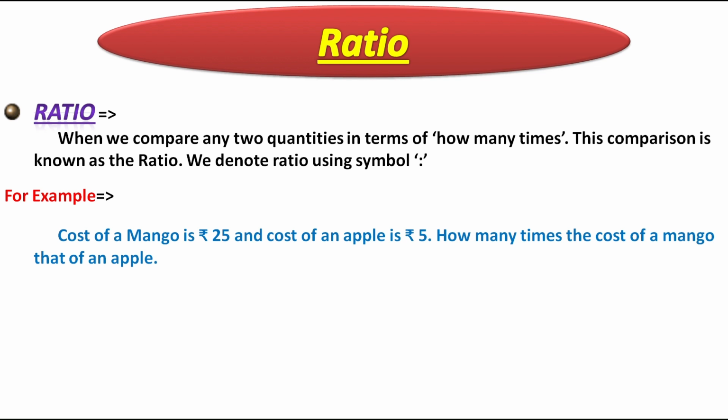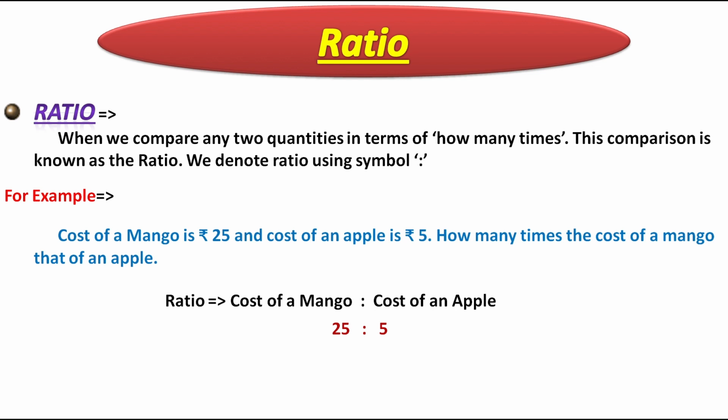So the ratio we have to write is cost of a mango is to cost of an apple, and that is here 25 is to 5. We read this symbol as "is to". So 25 is to 5. Now I think you all understood what a ratio is. Ratio is the comparison in terms of how many times.